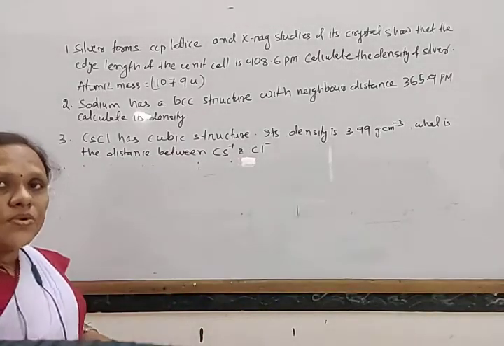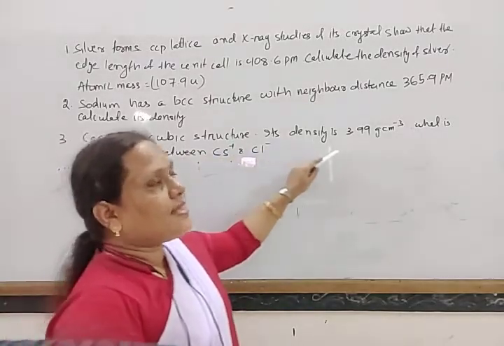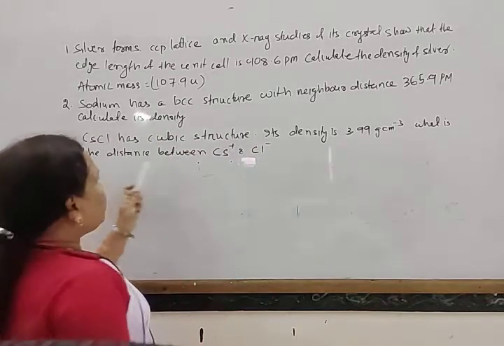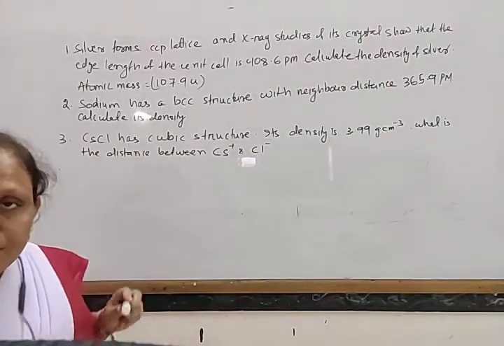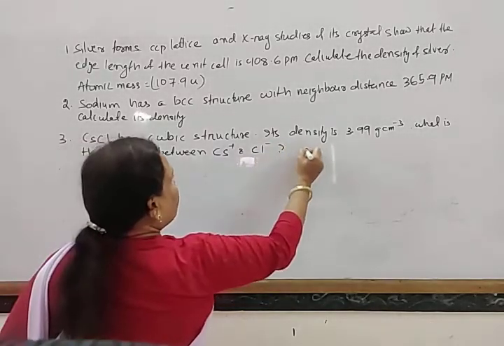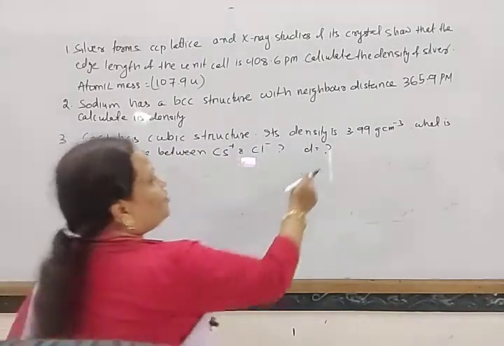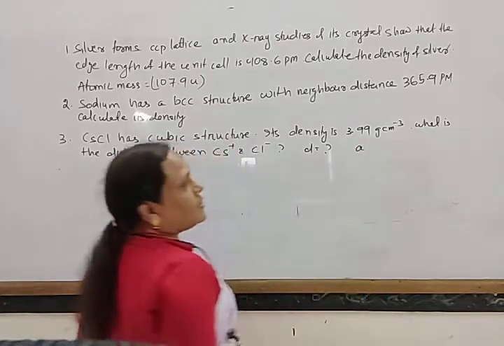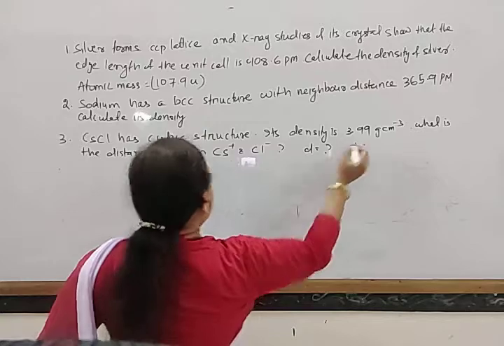Cesium chloride has a cubic structure. Its density is 3.99 gram per cm cube. What is the distance between Cs plus and Cl minus? So here we have to find the value of D, the nearest neighbor distance. To find the nearest neighbor distance, first we have to find the edge length A. So first find out the edge length A.